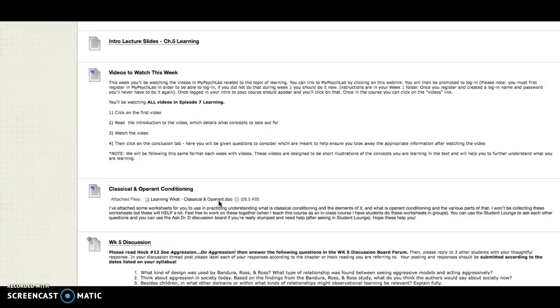So again, the worksheet's just meant to give you some practice. You can do it with other people from the class if that helps. This is something that you can actually talk about in the student lounge. So if you want to post questions to one another or answer back and forth, that's a great use of the Student Lounge discussion board that we have.